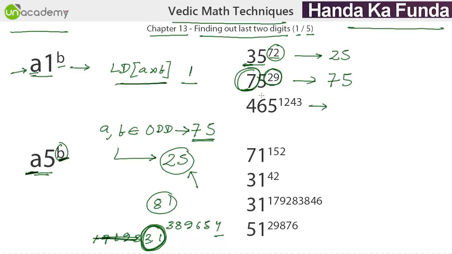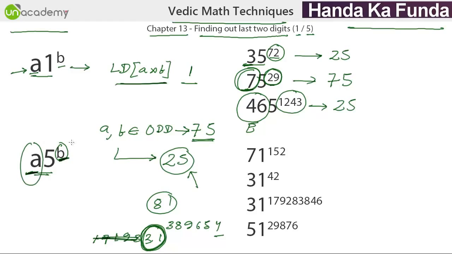How about this? The number before is 46. So this is even. Power is odd. Are both of them odd? No, both of them are not odd. One of them is even. In that case, my answer will be 25. So I'll repeat. If it is 5, all you need to check is the number before 5, that is A, and the power, which here is B. If both of them are odd, you get 75 as the answer. It is actually that simple.